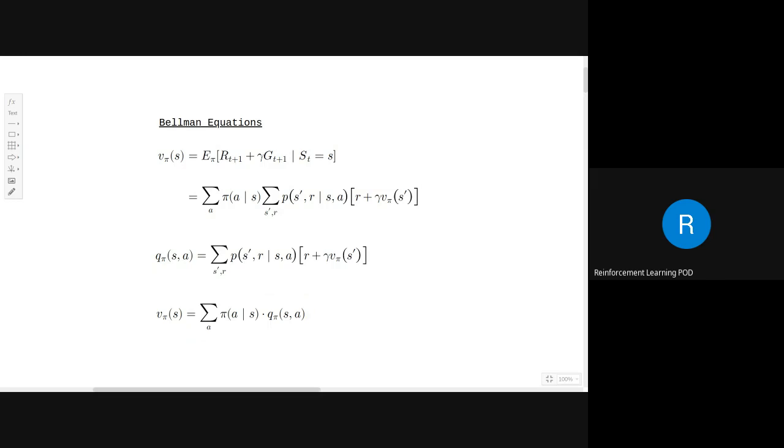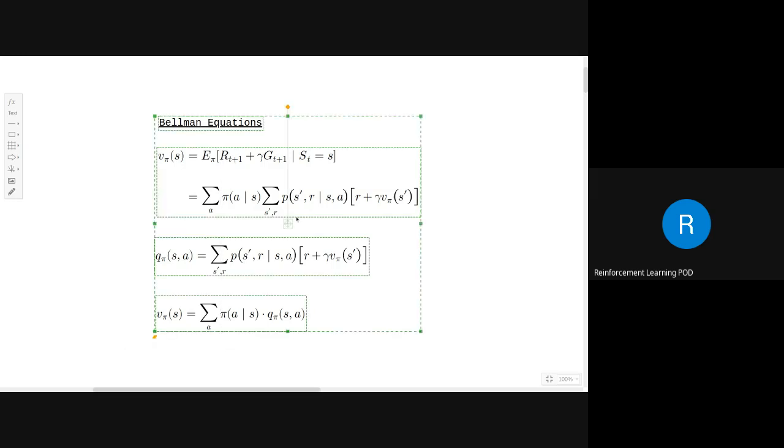Now there are some proofs for this which I am not aware of, but they are quite interesting, and Professor Ravindran has done it in his NPTEL RL course. So the system is always solvable given a finite MDP. Got it. So these are the Bellman equations.